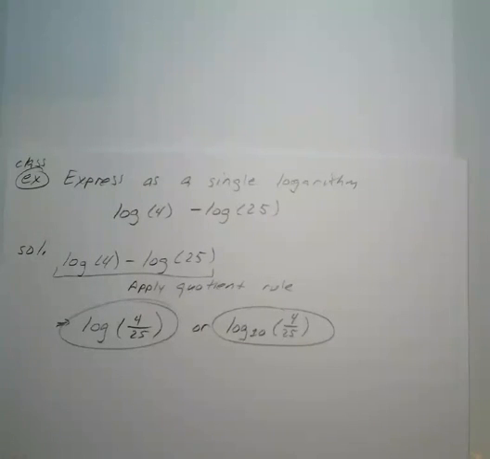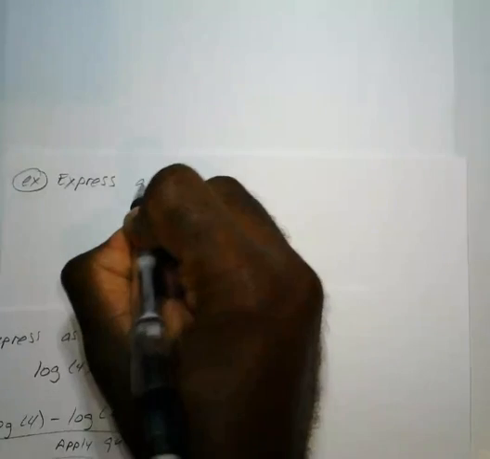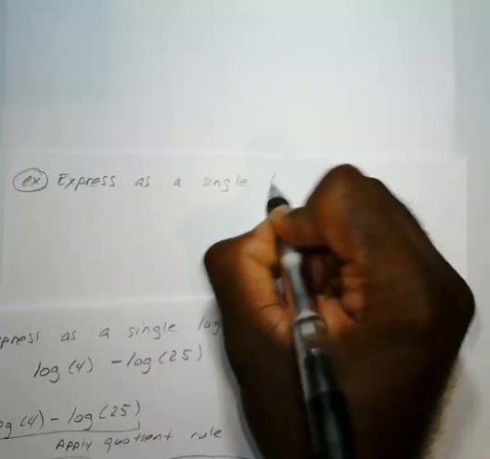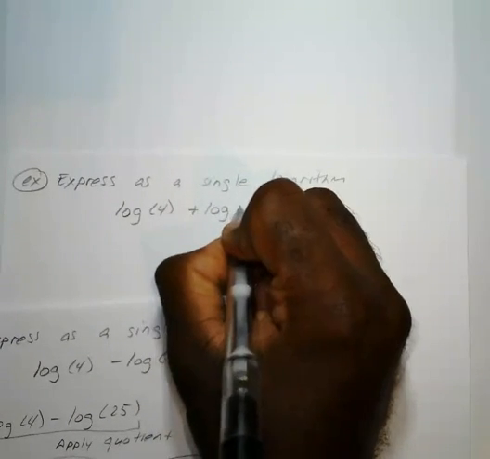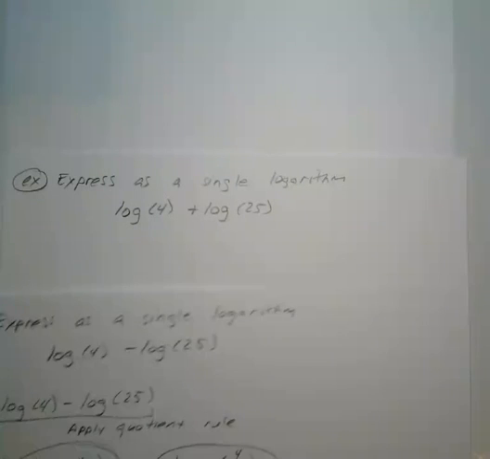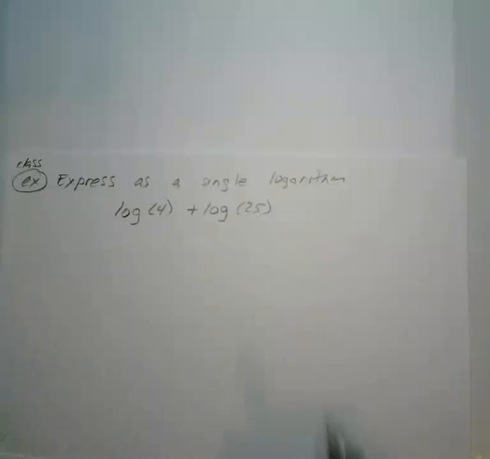Now let's say, for example, instead of log of 4 minus log of 25, let's say express as a single logarithm, let's say log of 4 plus log of 25. And see how that one works out. So we're just switching it up a little bit. Same problem. Okay, so you'll see how much of a difference it makes in solving. So I want you to go ahead and press pause and solve that one.